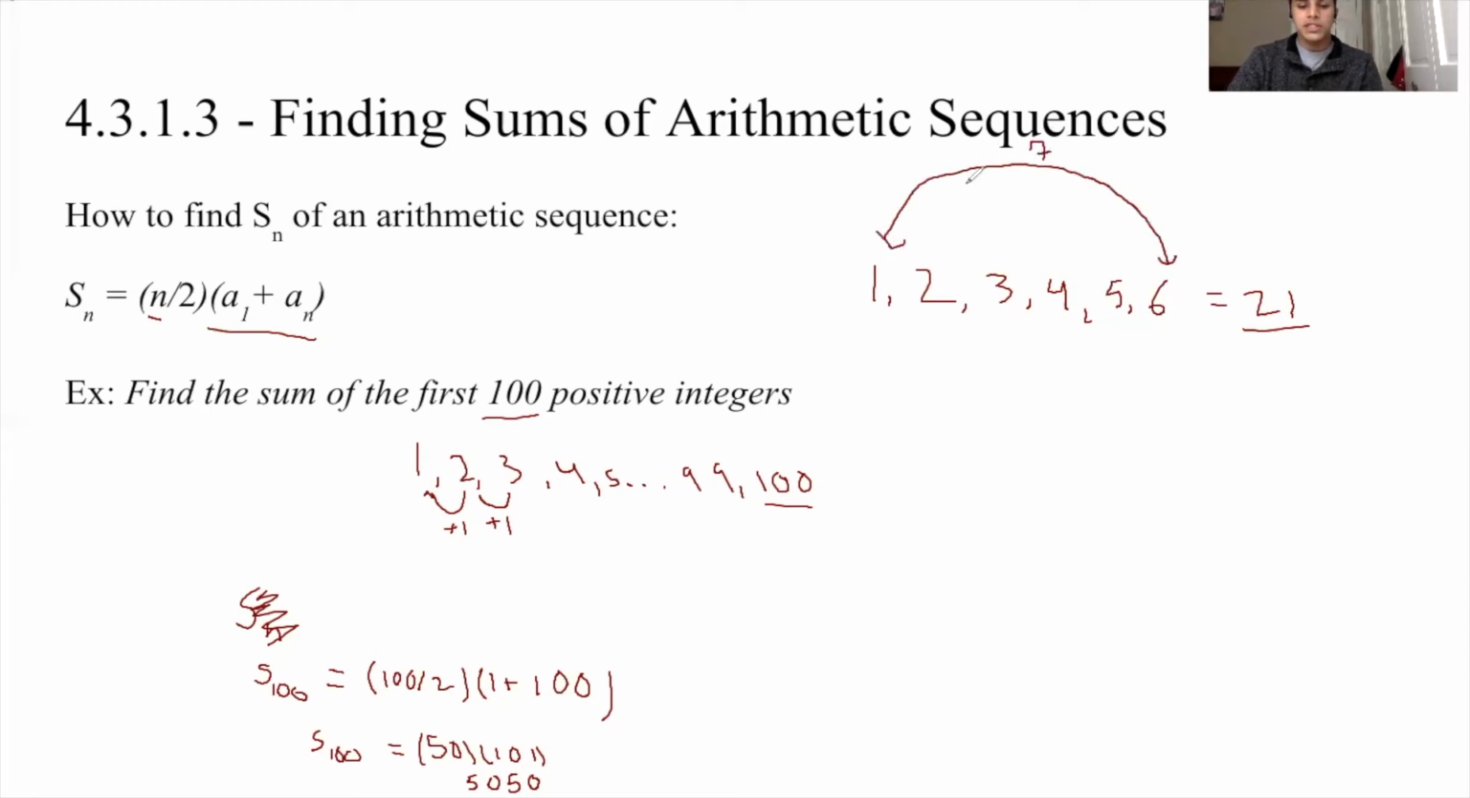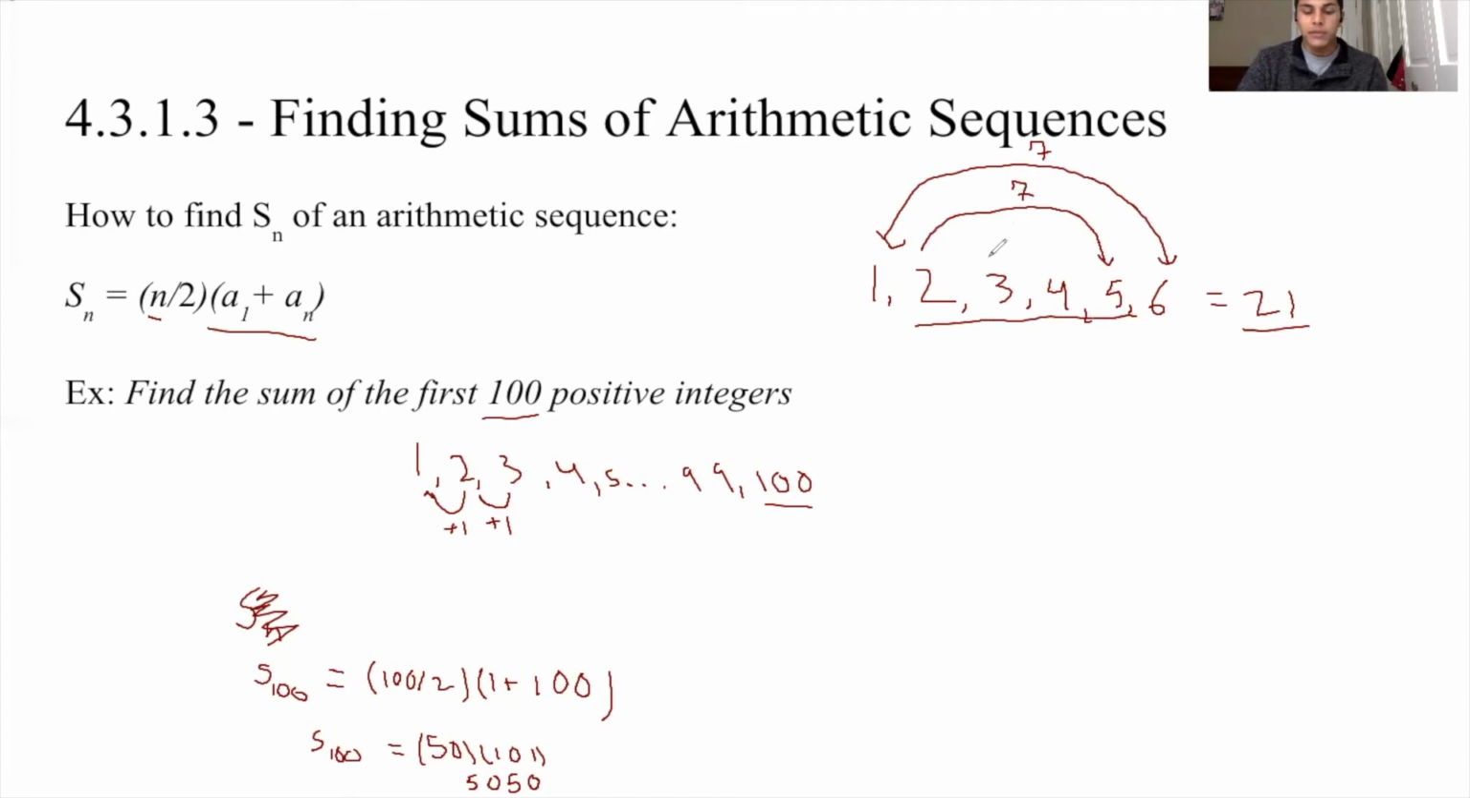Now let's think about this a different way. If we're to find the sum of these two terms, we would only get 7. But we have these 4 terms remaining that we also need to find the sum of. So let's find the sum of the second term and second to last term. And if you do that, that also gets you 7.